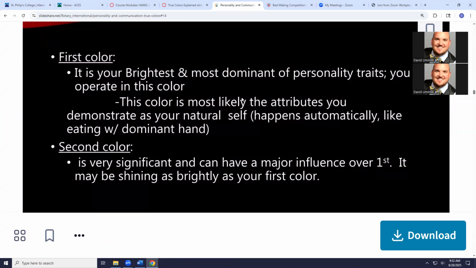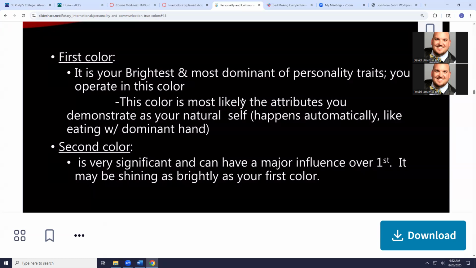Okay, the interesting thing I think this assessment demonstrates is that we have aspects of all 4 different types of personality traits. It's just maybe one is a little bit more dominant, one's a little bit weaker, and the other one's in between. So that first color, the highest number you have, is pretty bright as far as the personality traits.